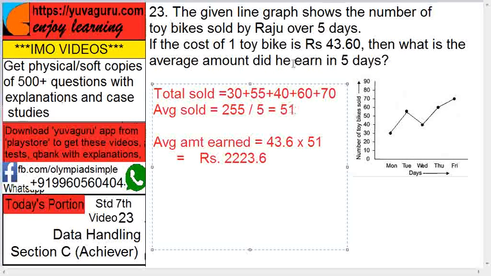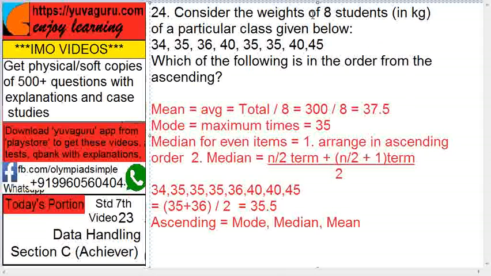Now what is the cost of one toy bike? 43.60. So what will be the average amount earned then? 51 into 43.60. So that becomes rupees 2223.6.